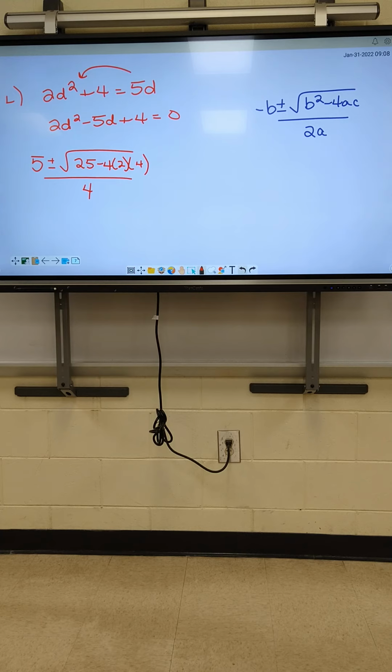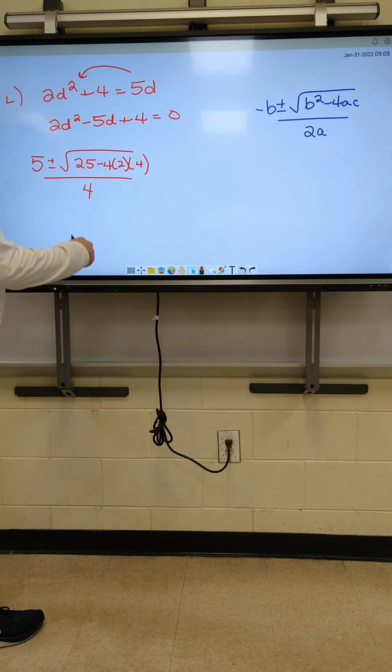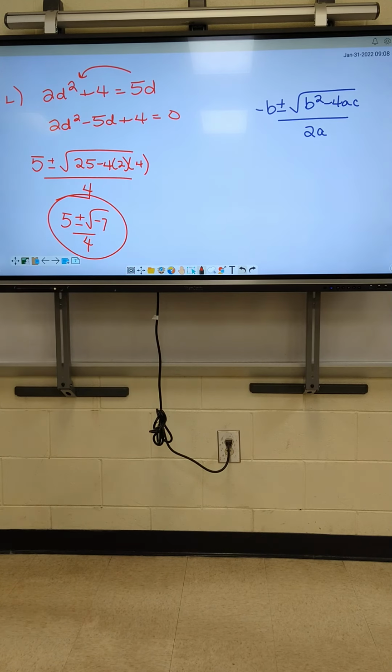Got -7. Did y'all get -7? Yeah. All right, that's the no solution. So 5 plus or minus -7 over 4. All right, why is that one a no solution? Because you can't have a negative underneath the square root. And since there's only one no solution down here, that's going to be the only one on this sheet like that. All right, so you can write letter L.